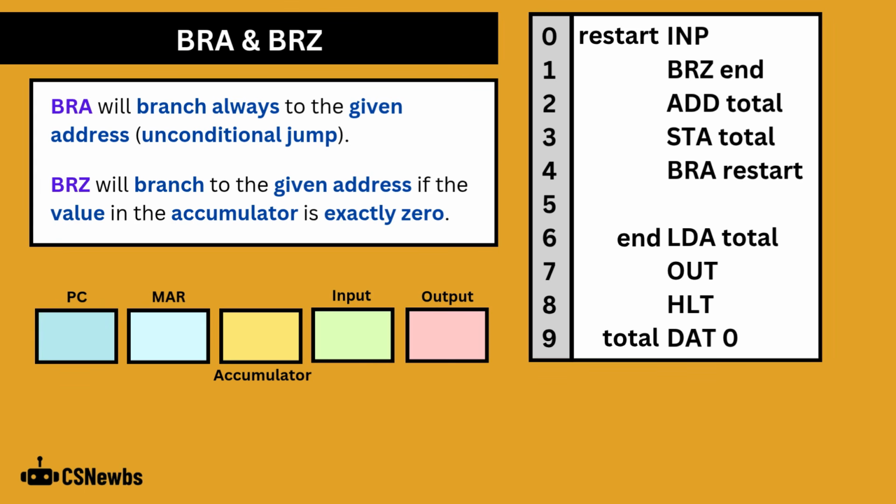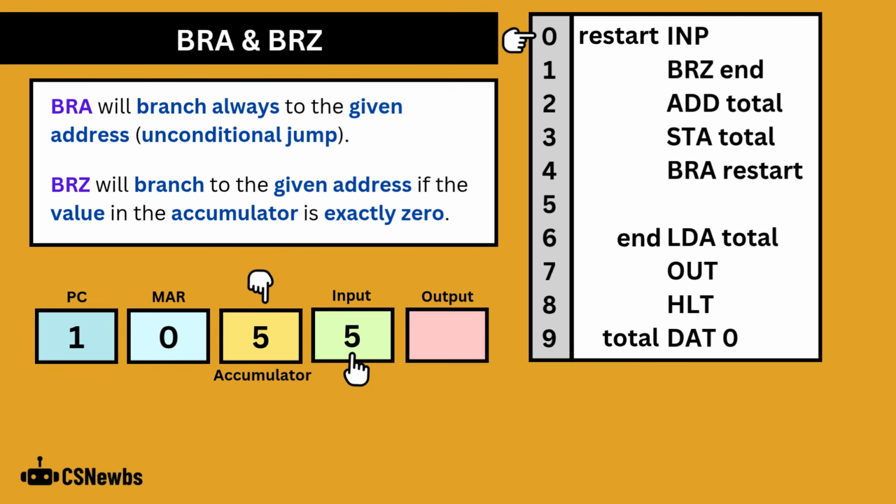This program here keeps adding numbers together until 0 is entered and then outputs the total of the input values. Destination branch labels of where to branch or jump to are written before instructions. I have two here, restart and end. When line 4 is reached, the program will branch back to line 0, regardless of the value in the accumulator, as BRA is a branch always command. On line 1, if the value in the accumulator at that moment is exactly 0, then the program will branch to line 6. Branch labels should be appropriately named to make their purpose clear.